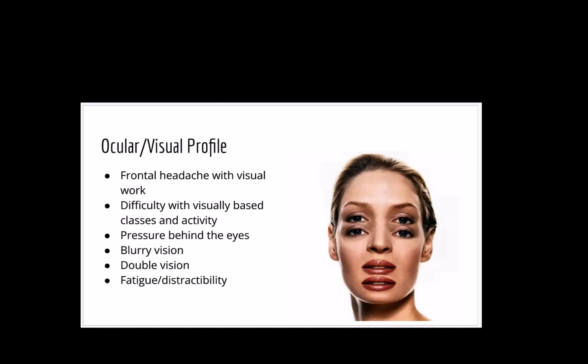Maybe they report their vision is a little blurry, or they may even have double vision. These are the individuals that would fall into this ocular visual profile. This is another one of those biggie categories where they are just more likely to have a worse recovery process than some of the other profiles.